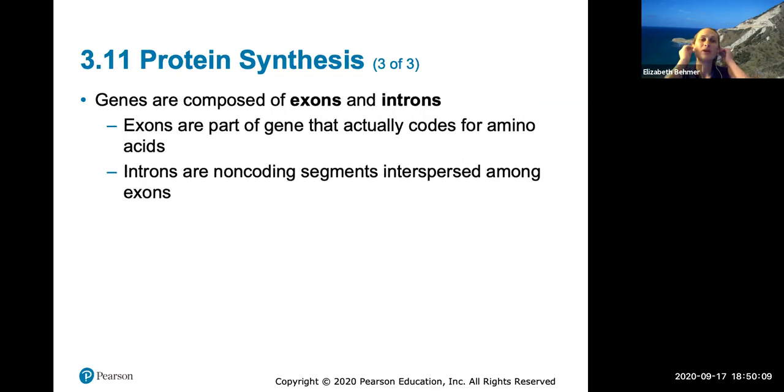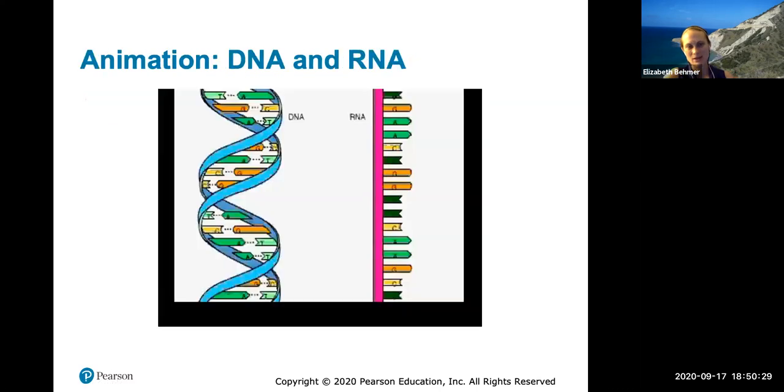Genes are composed of what we call exons and introns. Exons are part of the gene that actually codes for the amino acid, and introns are non-coding segments. So introns will be taken out of the gene, and we're just left with exons, which will actually be the coding portion for the genetic amino acids.